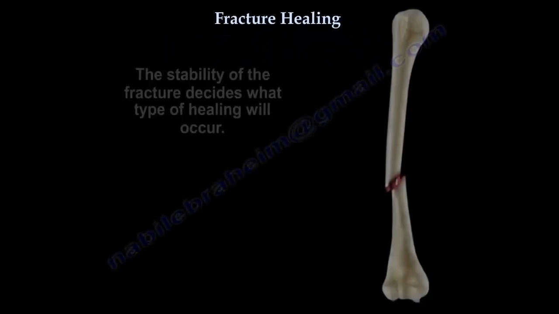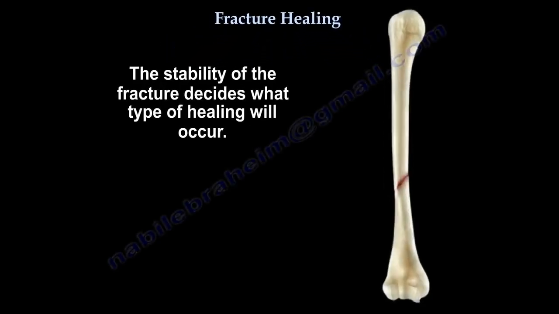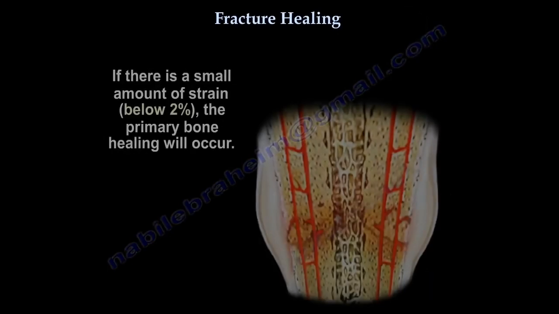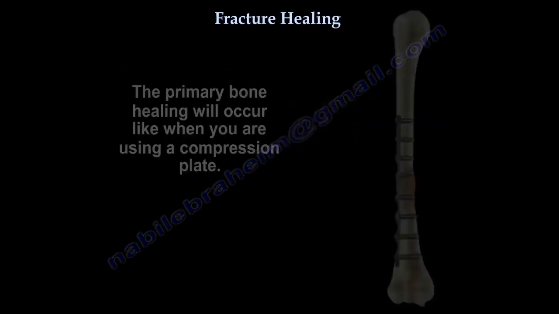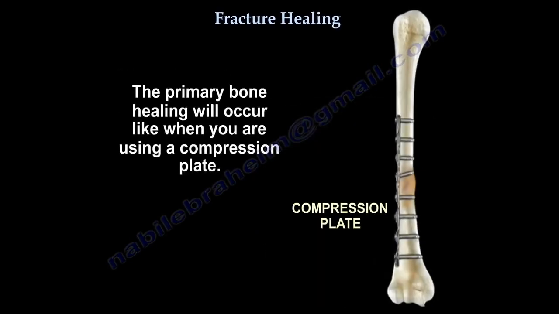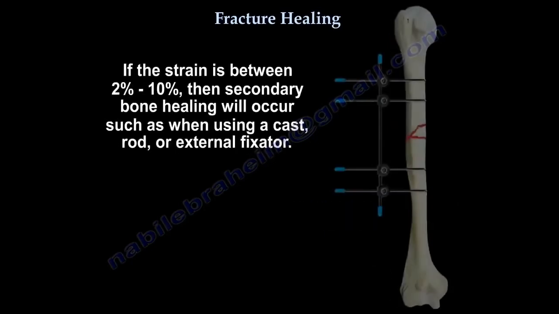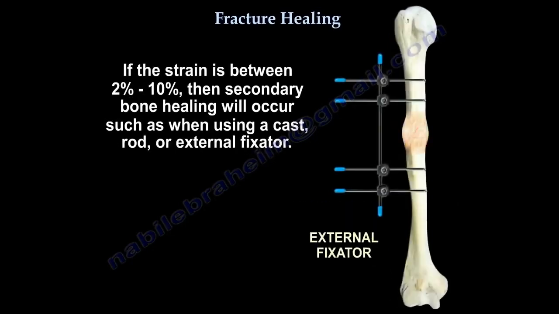Fracture healing. The stability of the fracture decides what type of healing will occur. If there is a small amount of strain, below 2%, primary bone healing will occur, as in the case when you use a compression plate. If the strain is between 2% to 10%, then secondary bone healing will occur, such as when using a cast, a rod, or an external fixator.